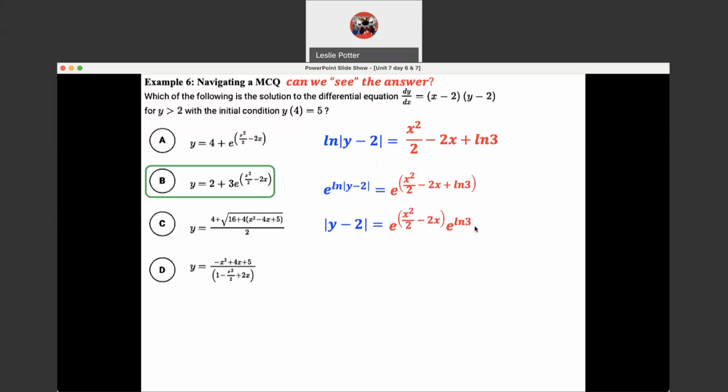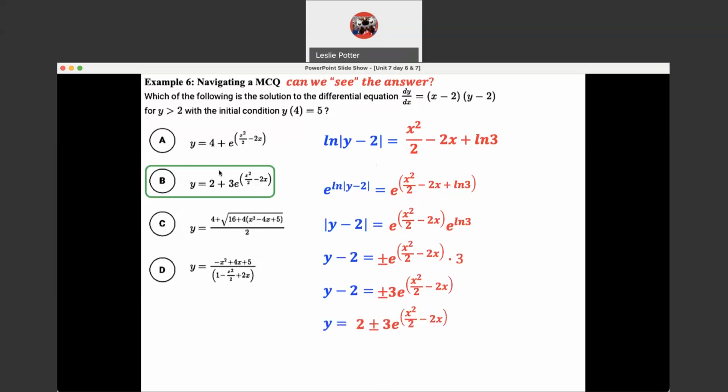Because e to the natural log of 3 is kind of like e to the natural log of y minus 2. If this is just y minus 2, then this whole thing is just 3. And then I'm going to bring the 3 out front. At this point, when I drop the absolute value signs, I have my plus minus over here from the discussion from the last example. And so now you can really see what the appropriate solution is.